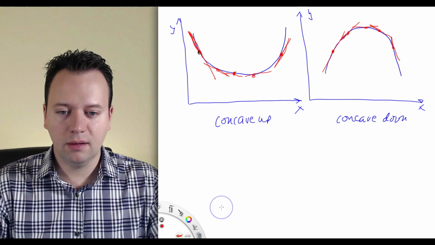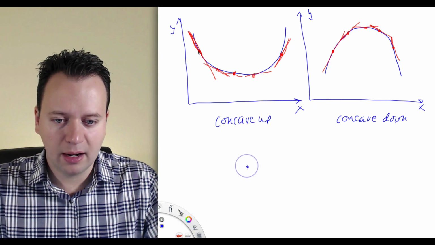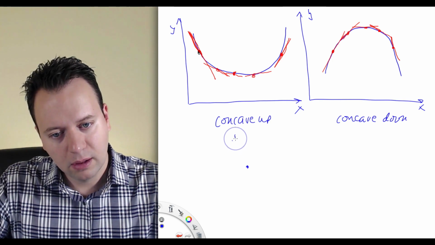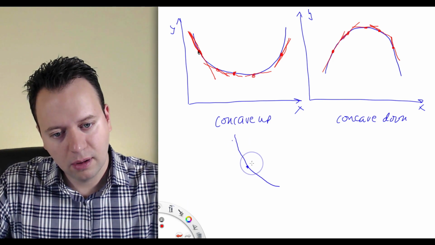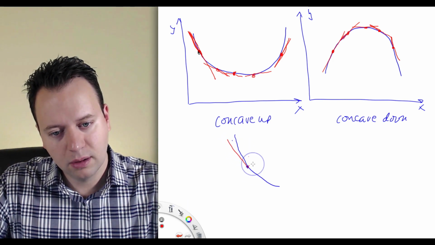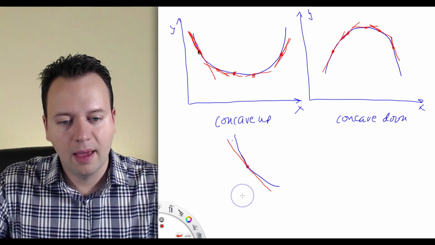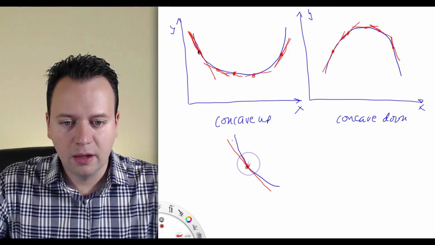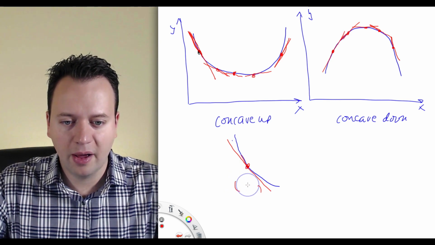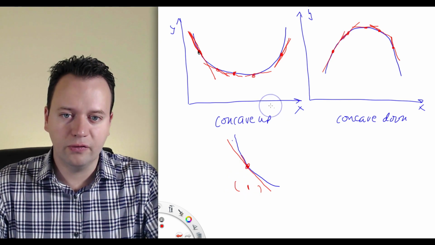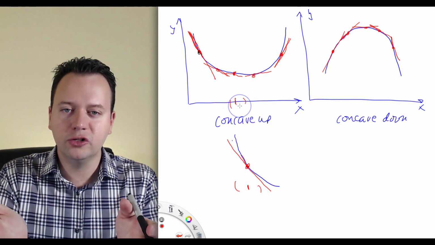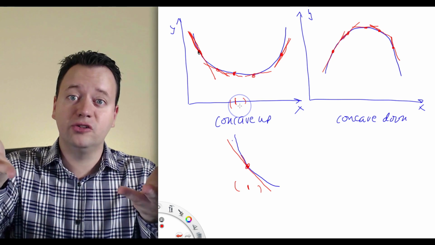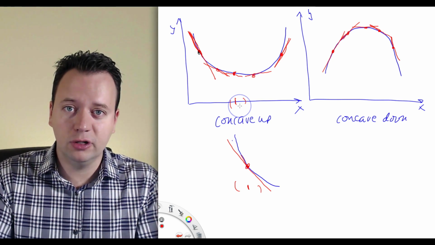So we can define concavity at a point. So at a point, we have a function and its tangent line, so it's supposed to be tangent. So if in a small neighborhood about that point, so if this is our point here, if we look in a small neighborhood about that, the function's concave up if the graph is always higher than the tangent line.